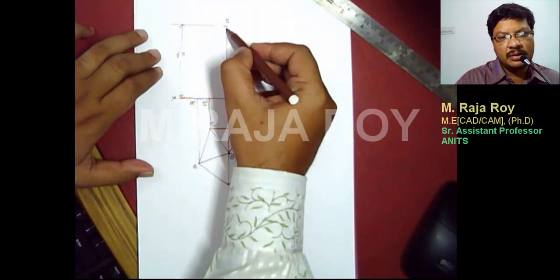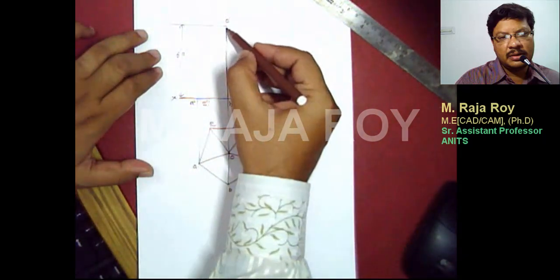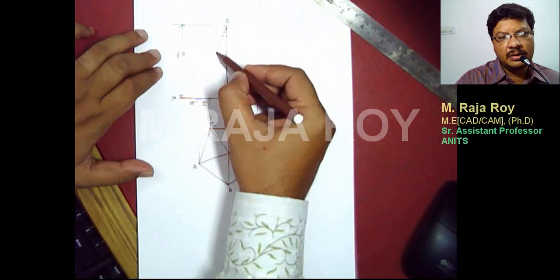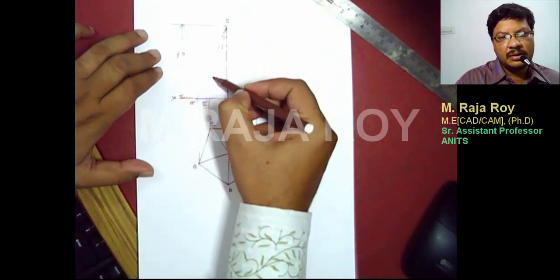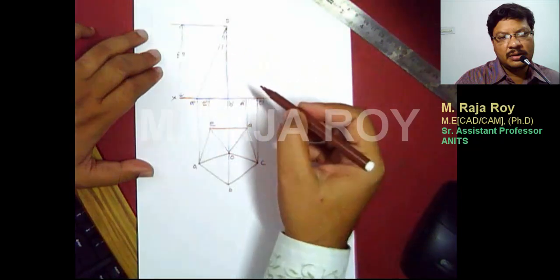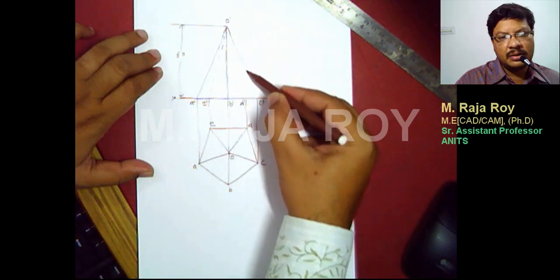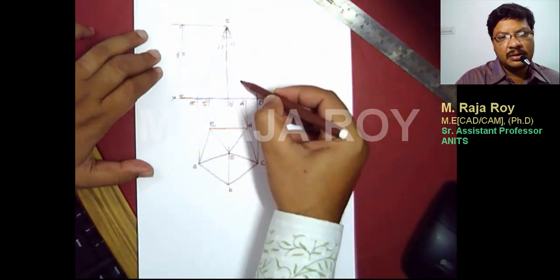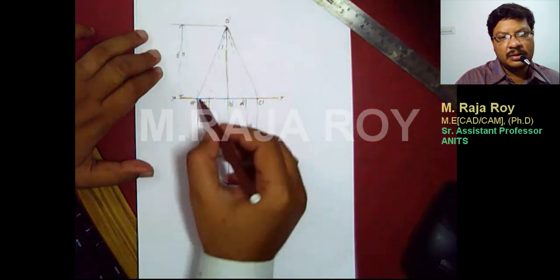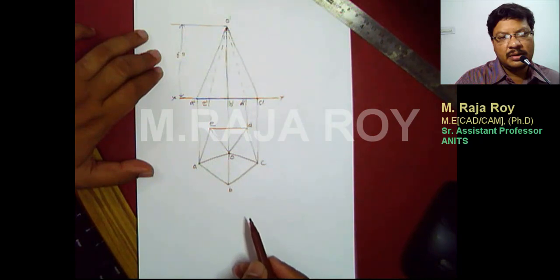This is the slant edge O dash B dash in the front view. And this is the another slant edge O dash A dash. O dash E dash is invisible. I will represent that with a dashed line. O dash C dash is visible. That will be like this. O dash D dash is again invisible. That I will represent with a dashed line. This is the base. Now projections of the solid's part is completed.